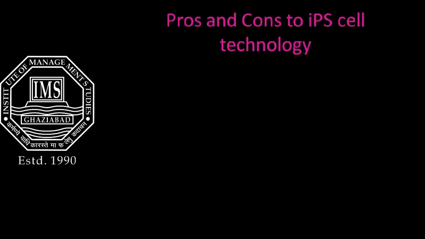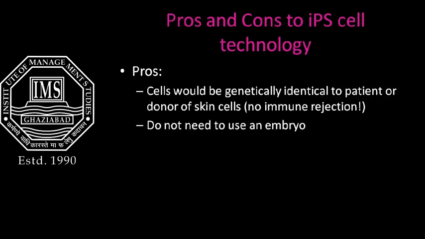What are the pros and cons to iPS cell technologies? Pros are that the induced pluripotent stem cells would be genetically identical to the person who donated the skin cells. So any cells derived from these iPS cells would not be rejected by the patient's immune system. Ultimately, this would be a move toward personal cell-based therapies. Another advantage is that you do not need to use an embryo to get pluripotent cells.